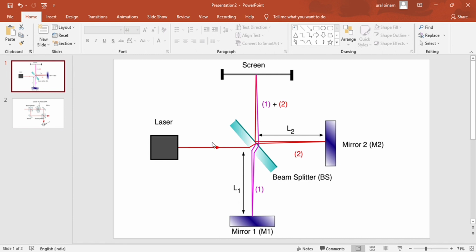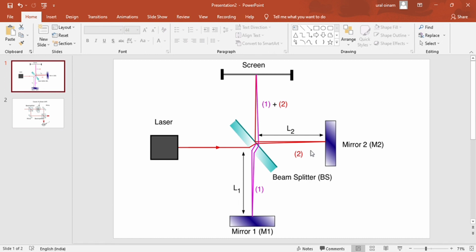Well, the incoming light from the laser is directed towards the beam splitter, and this beam splitter will reflect a portion of the incident light, and then it will transmit the rays to another mirror. And as I've said, we have two mirrors.